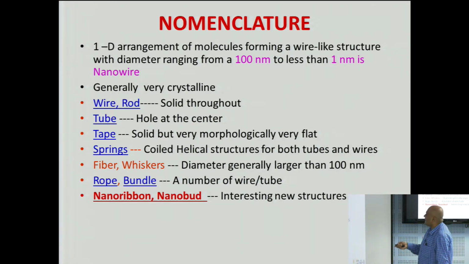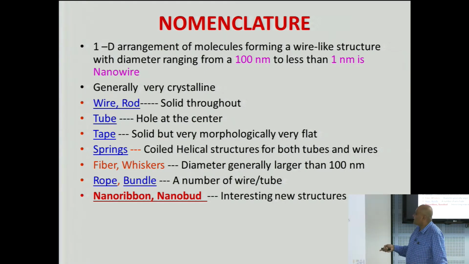Then these are outliers, that is why I put it in red. People sometimes claim these as also being nanomaterials, but these are not nanomaterials. Nanofibers and nano whiskers normally have the same tube-like or wire-like structure, but their dimension is a lot bigger, they are in the micron range. Whiskers of silicon, people worked with them even in the 1960s.